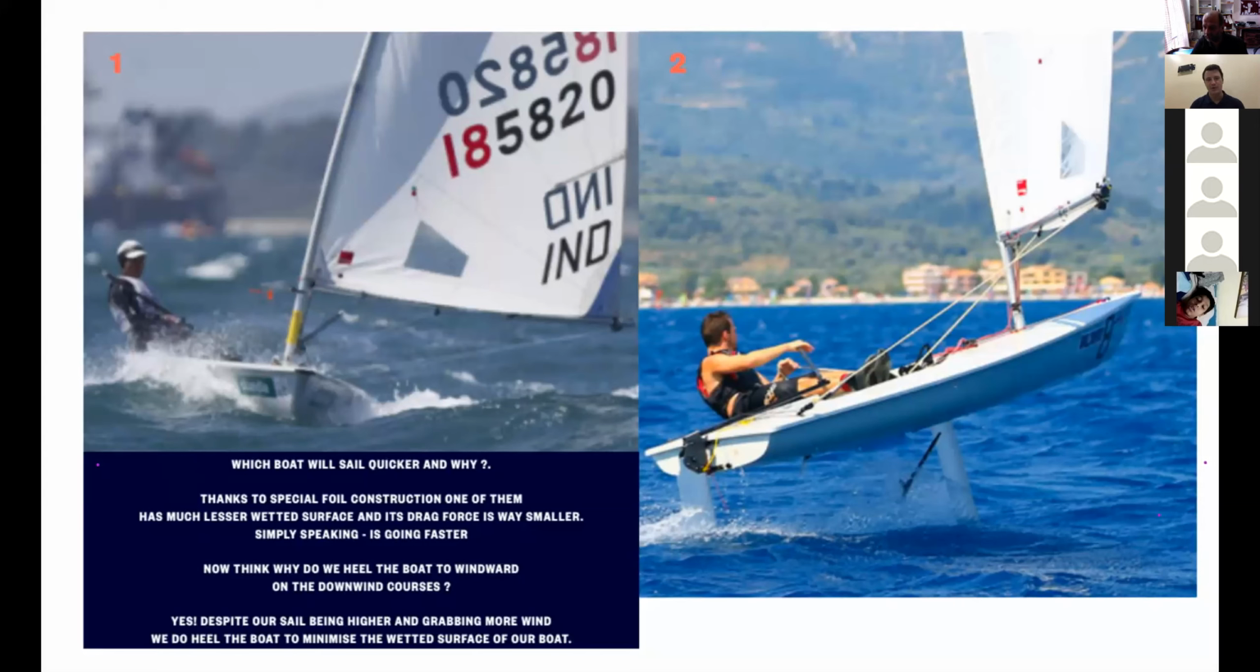Thanks to special foil construction. So in picture number 2, special foil construction, one of them has much lesser wetted surface. It's quite obvious, right? Because the boat is not actually touching the water. The wetted surface is the surface that the boat slides on the water. So if it's up, it doesn't have a wetted surface. It's only the foil which is inside the water. So its drag force is way smaller.